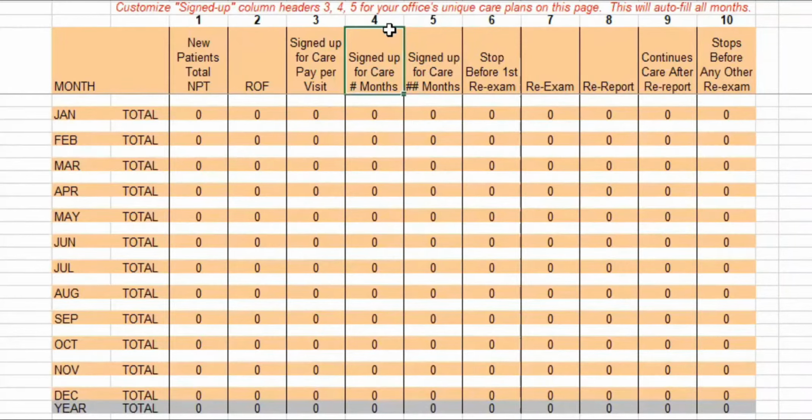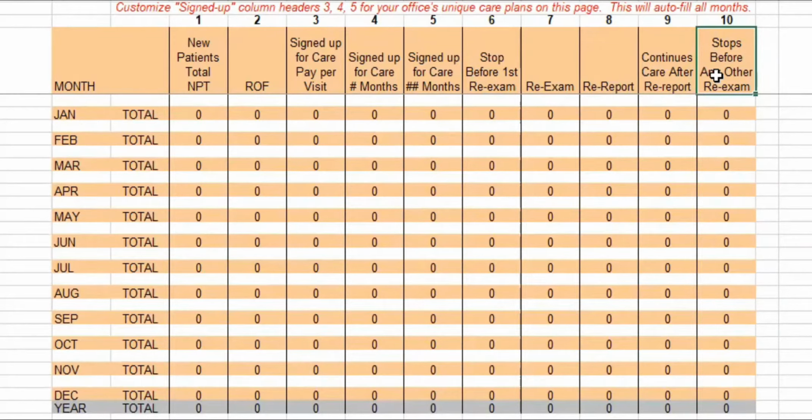Now you can go ahead and double click on these and you can type in whatever you want to call those. We're going to take a look at how many people stopped before their first re-exam, how many re-exams we did, how many re-reports we did, how many people continued care after their re-report, and how many people stopped care after their first re-examination. So we have they stopped care before their first re-examination, which gives us some important information we'll be talking about in a minute, or stops care after any other re-examination.